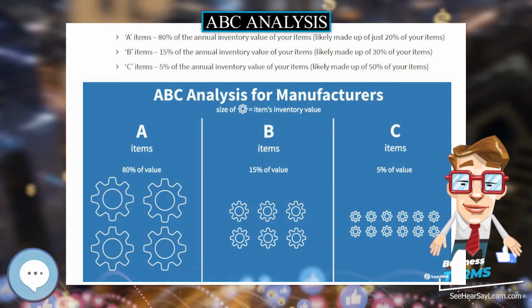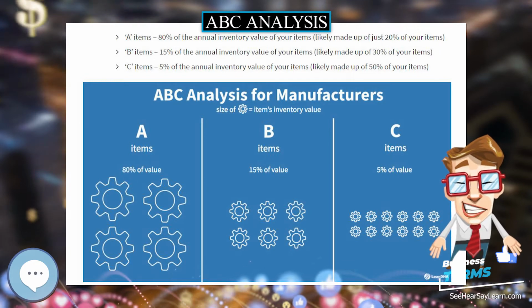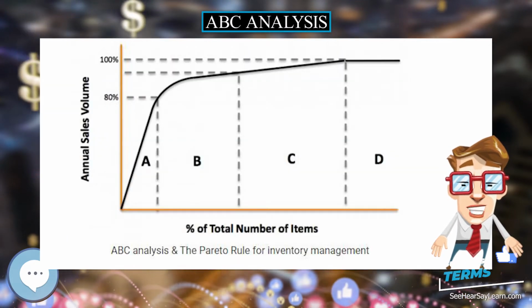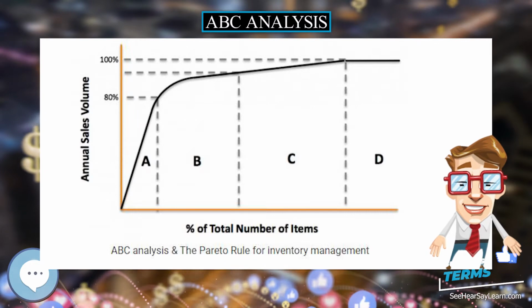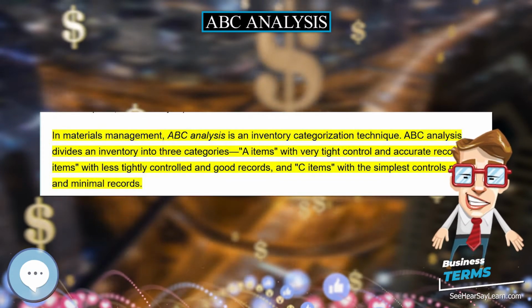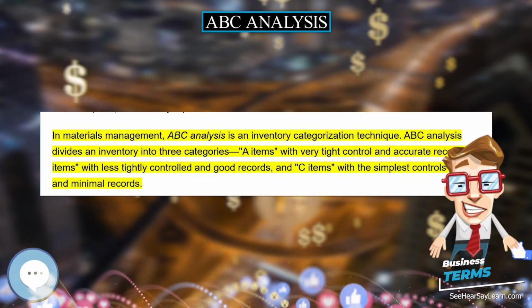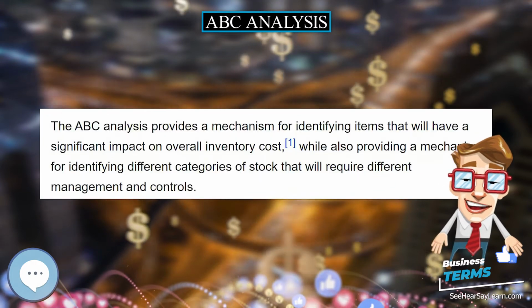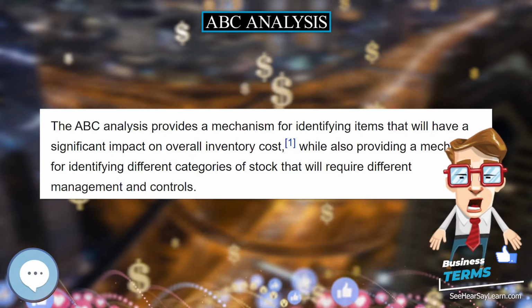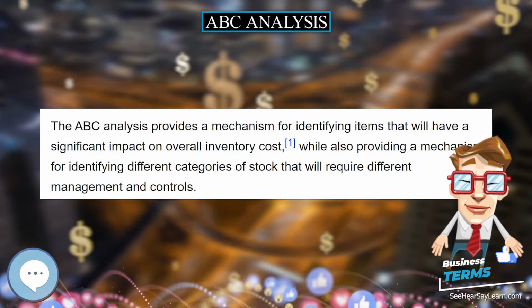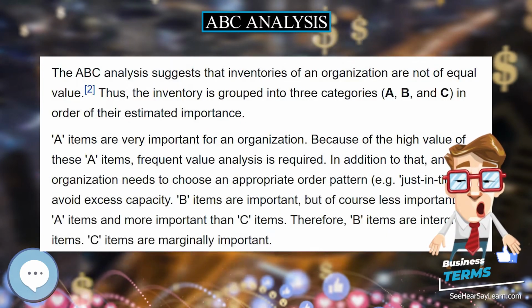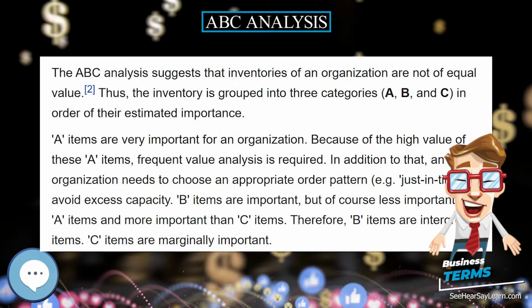ABC analysis. In materials management, ABC analysis is an inventory categorization technique. ABC analysis divides an inventory into three categories: A items with very tight control and accurate records, B items with less tightly controlled and good records, and C items with the simplest controls possible and minimal records.